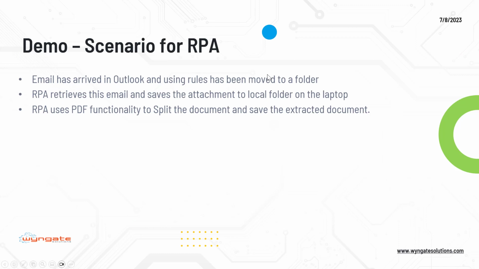So in scenario one, we are going to use RPA. We are going to have a demo scenario where our document has arrived in an email and it is stored in a particular folder. RPA retrieves this email, saves the attachment to a local folder on the laptop. RPA uses PDF functionality to split the document and save the extracted document.